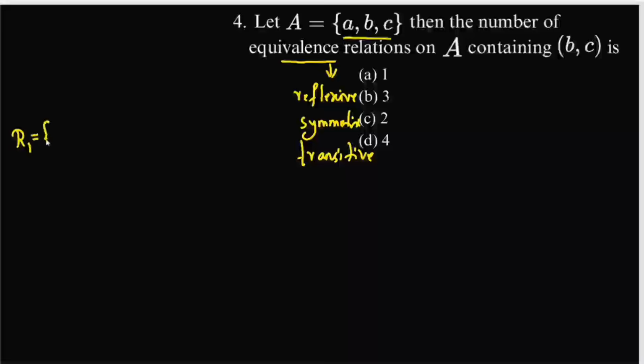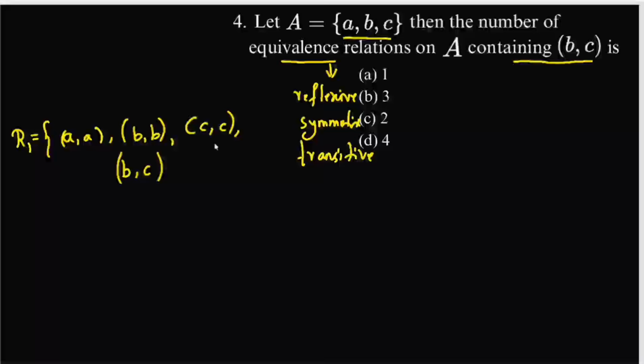We will write down the first relation. That relation should satisfy all these 3, only then we can say it is an equivalence relation. Correct? So first one is reflexive. Reflexive means we have to use these 3 elements and write the set. So reflexive means A comma A is my first element, B comma B and C comma C. Now they have told us that whatever reflexive relation we write should contain B comma C. So in this relation I will include B comma C.